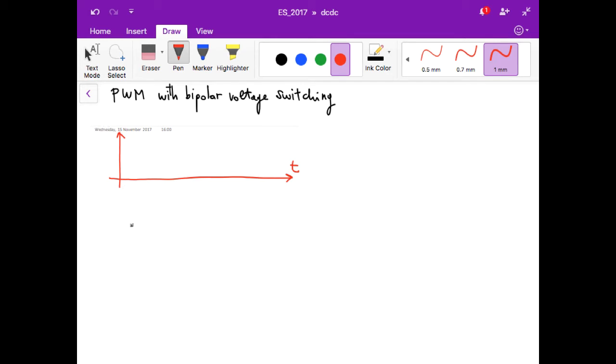Basically, we have a sort of triangular wave, like this, a periodic triangular wave, that we call V3, for example, and then a control voltage, which is this one, that we call V control. So V control can vary, and V triangular is fixed.